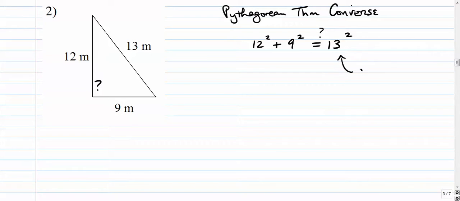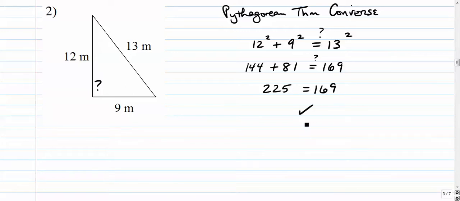Again, it's important to understand that the potential hypotenuse is letter c, and that needs to go off by itself. So we have 144 and 81. Does that equal 169? Well, definitely not. I mean, that's definitely like 225 or something like that. Whatever it is, it's not true, so we slash it. All right, so we slash that out and we make a statement: no, these sides do not form a right triangle.